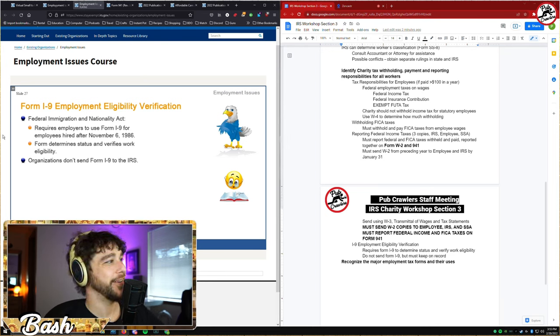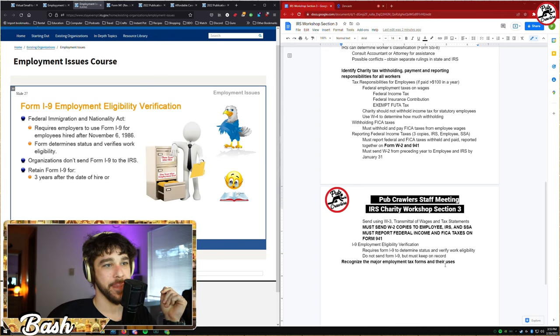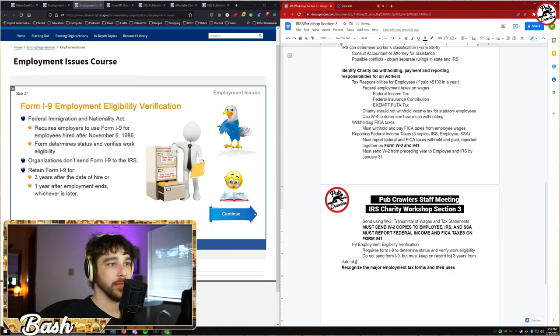All right, I'm going to keep going on now. A 501c3 must keep it for 3 years after the date of hire or 1 year after the date employment ends, whichever is later. Now that's clear, at least. Hey, something is clear. I love numbers. The IRS should love numbers too.